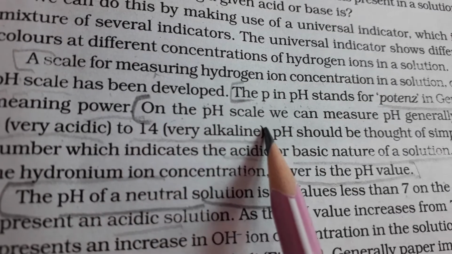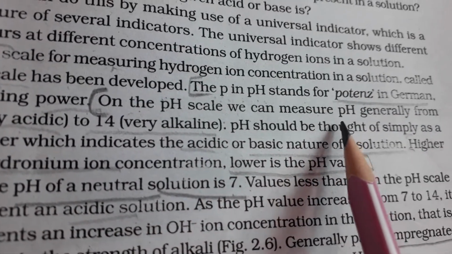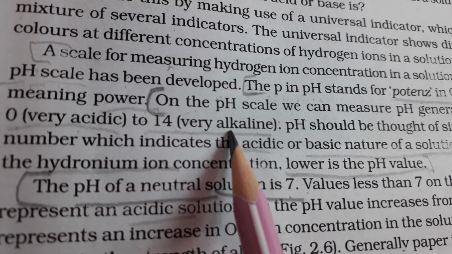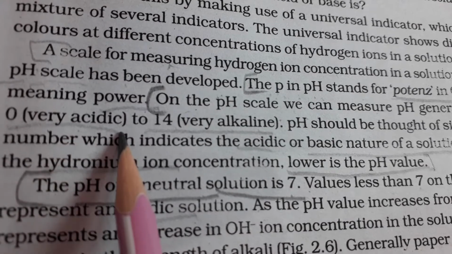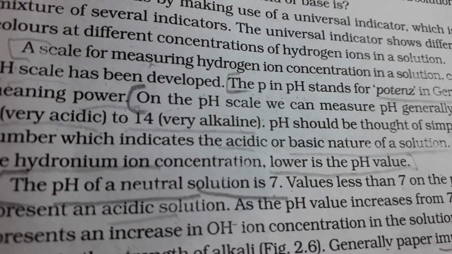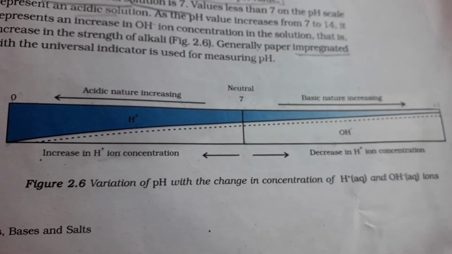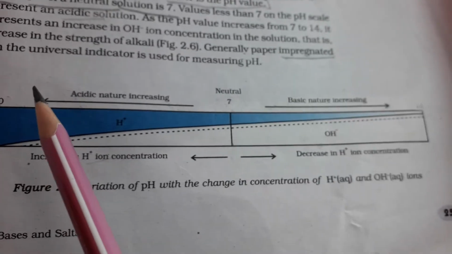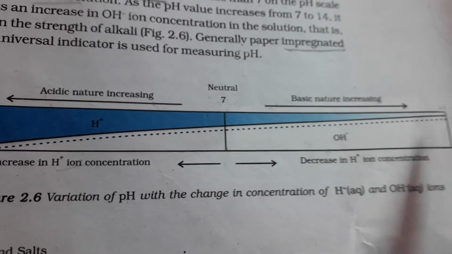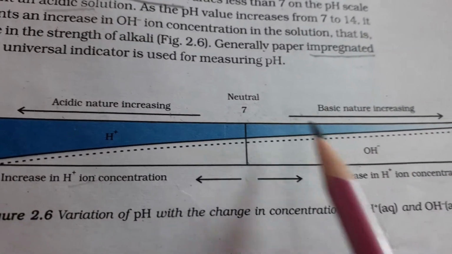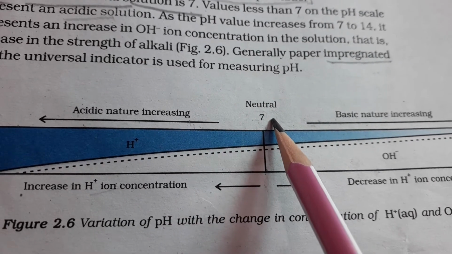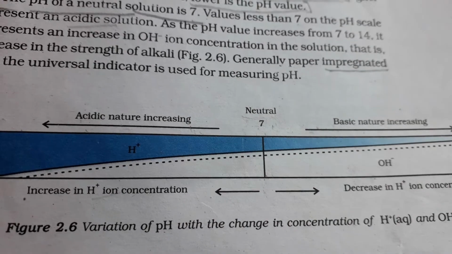On the pH scale, we can measure pH generally from 0 to 14, in which 0 indicates very acidic and 14 indicates very alkaline. You can see a pH scale here. In this, you can see that we can read from 0 to 14, and in the middle, at the midpoint, there is 7, which shows neutral.